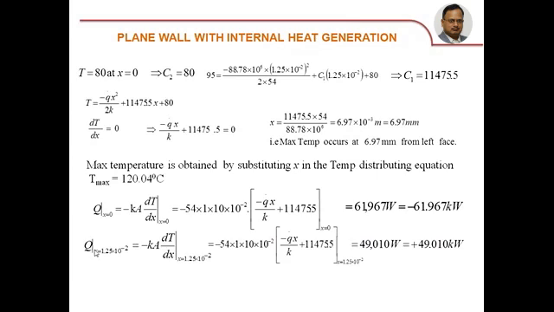Similarly, the conduction heat at the right face, that is at x equal to 1.25 into 10 power minus 2, equal to minus kA dT by dx at x equal to 1.25 into 10 power minus 2. By substituting the x value here, you will get plus 49 kilowatts. This is towards positive x side.